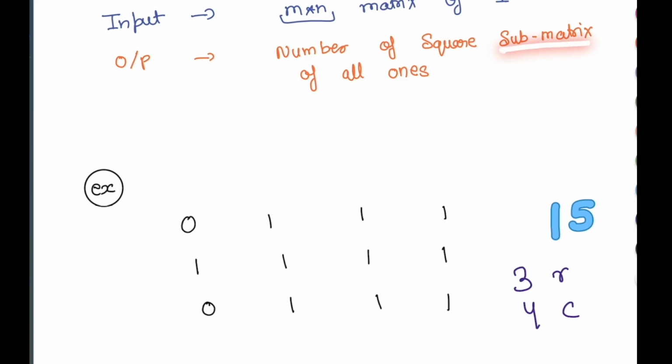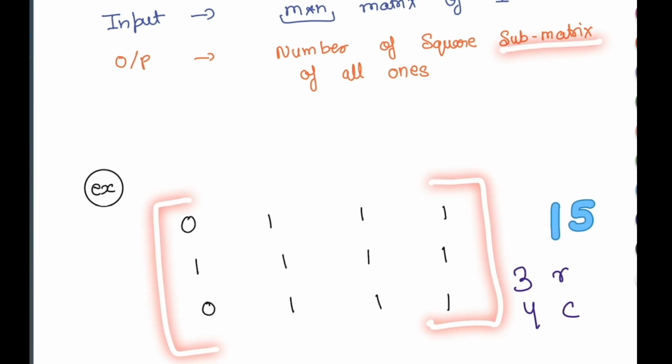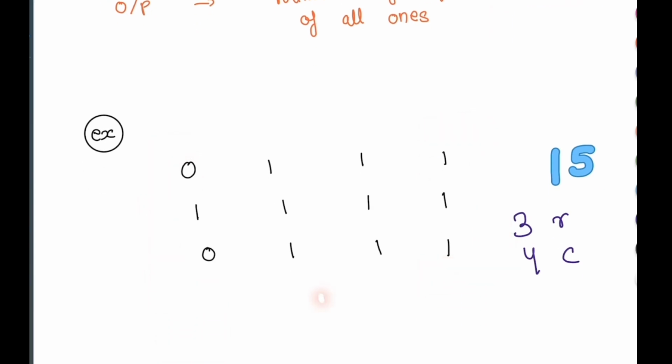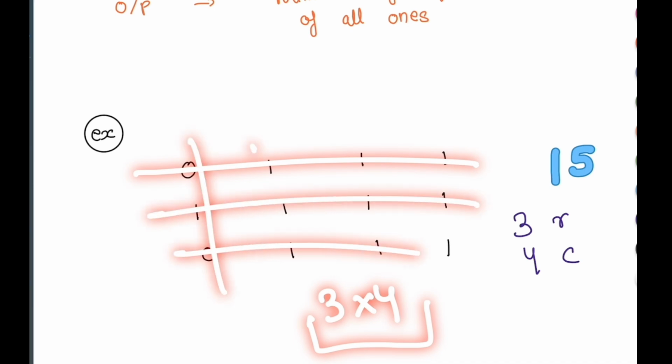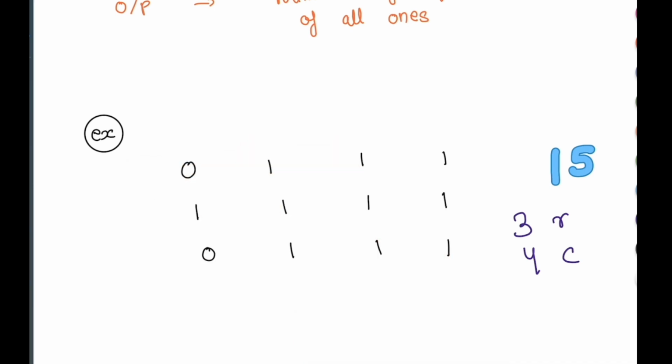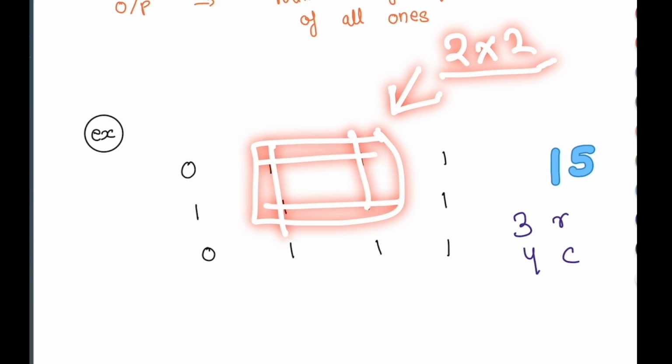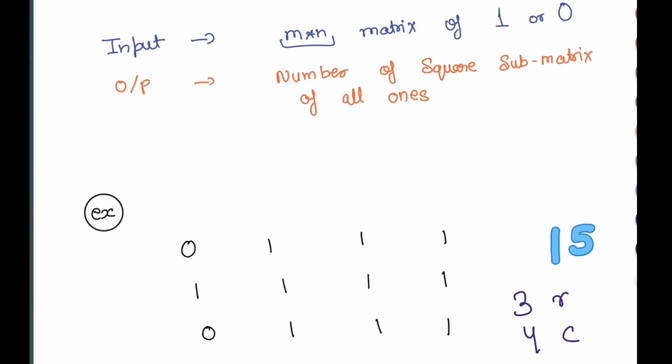And when we say submatrix, it is like picking some elements from your two-dimensional array and creating a square out of it. For example, right now I have a 3 by 4 matrix. If I pick these 4 elements and call it a submatrix, then this is a 2 by 2 square submatrix. Why is this a square submatrix? Because the number of rows and the number of columns are the same. So we just need to find out how many square submatrices we have which contain all ones.